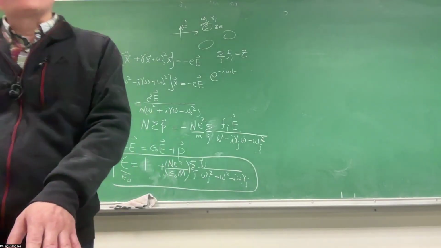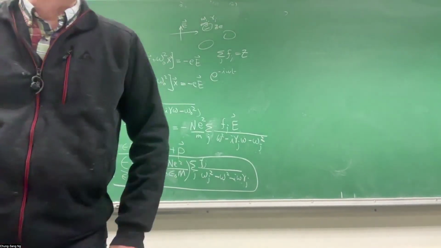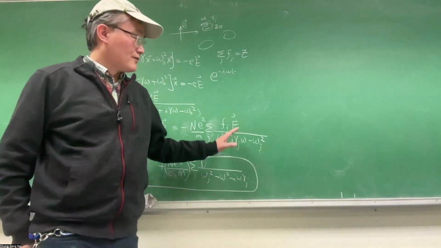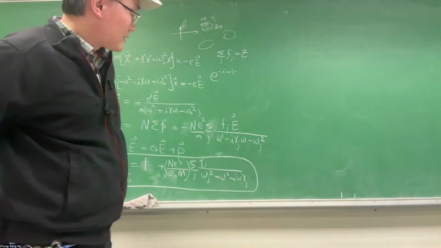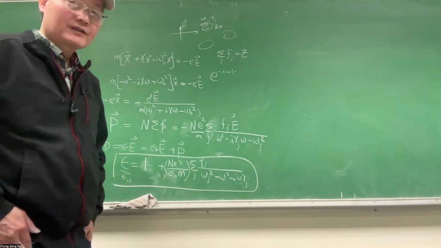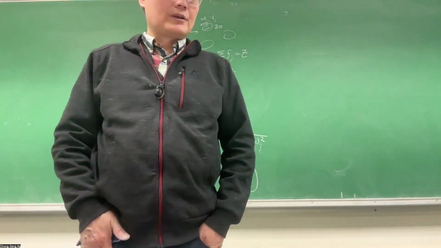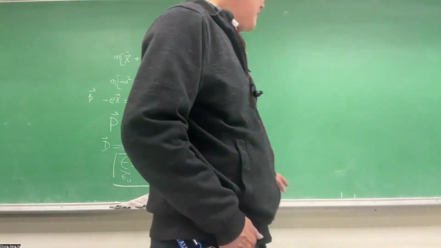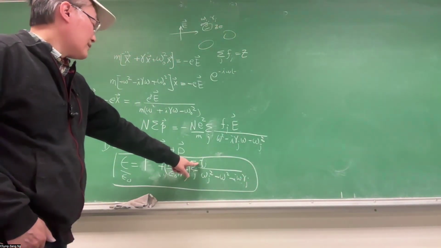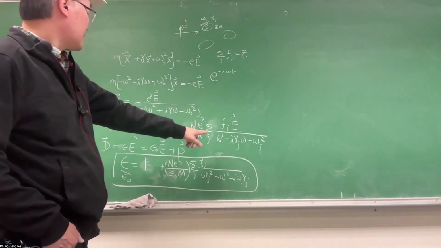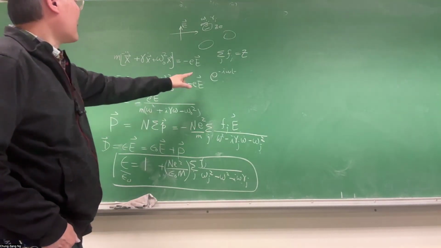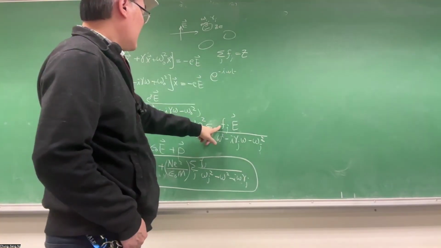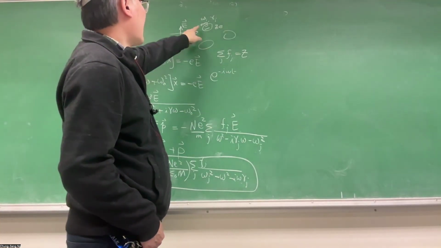Next time we'll finish that discussion, which is needed for the homework question, and related to that, especially in the low frequency limit. So sum over all the f_j, and the sum is the number of charge. So we just consider that.